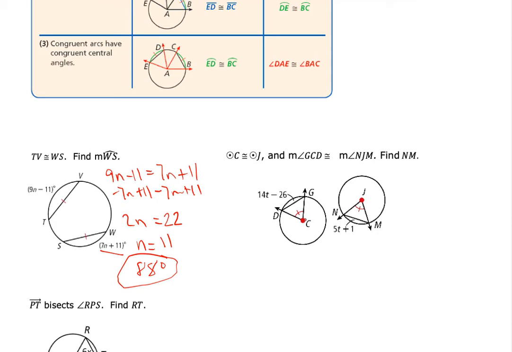Here's another one. These have the same measure of central angles, therefore their chords are the same length. So 4t minus 26 equals 5t plus 1. So I got 9t equals 27, t equals 3, and I'm going to plug that in and I get 16.